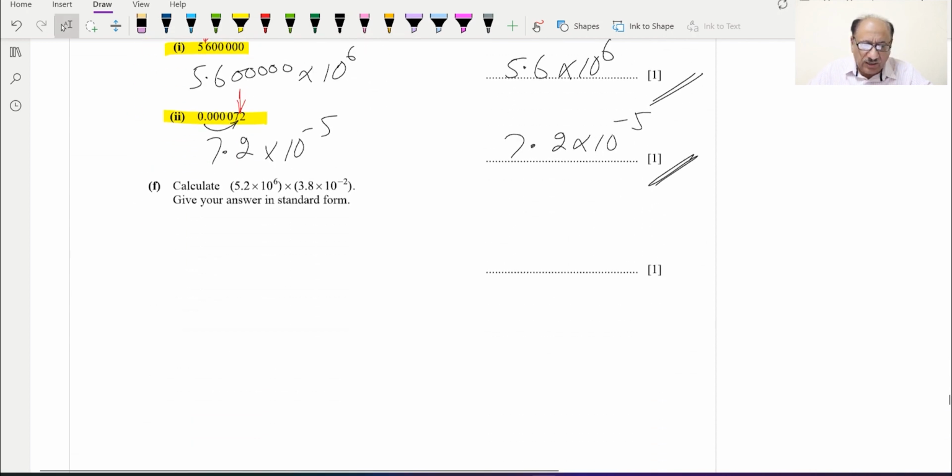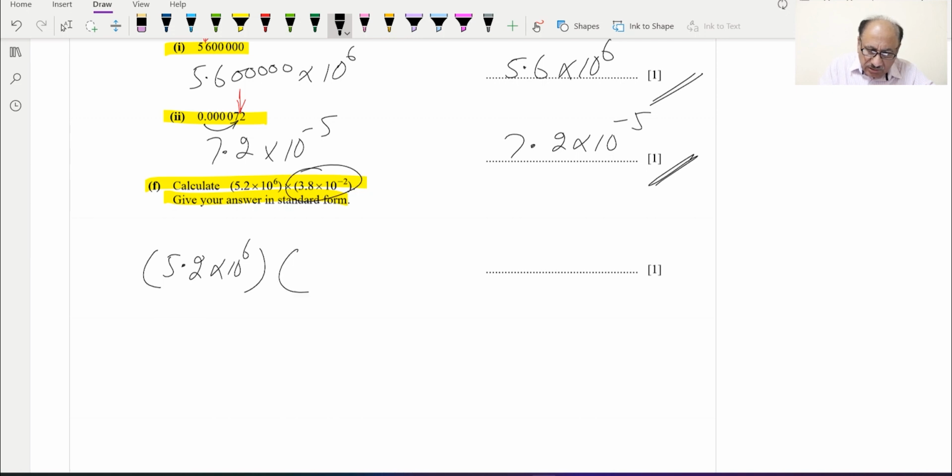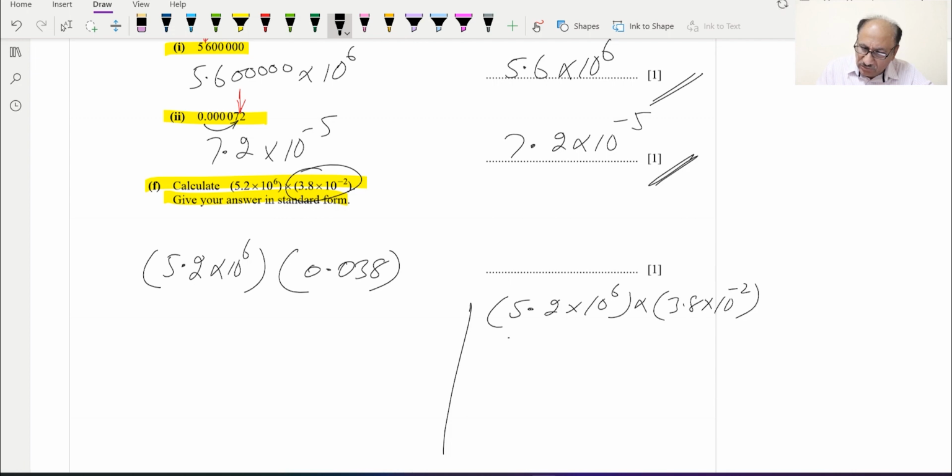Now this F part is the one we need to calculate. What we can do is write 5.2 into 10 raised to the power 6 as it is, and this one we can change to 0.038. Or you can directly calculate 5.2. I will explain 2 methods. Whatever you like, you can apply. So this is the question which I have written.